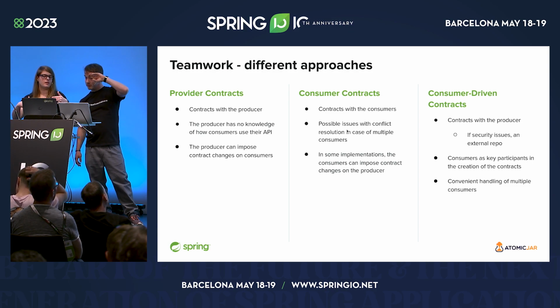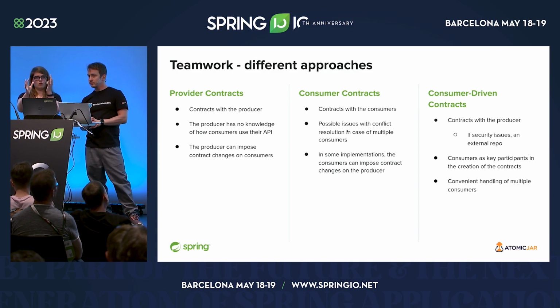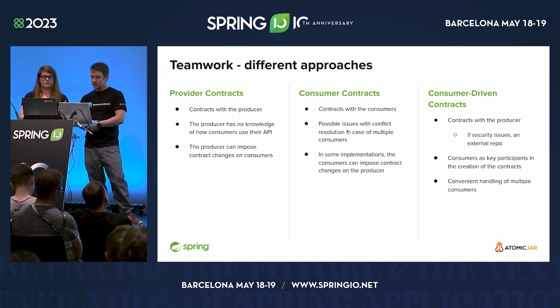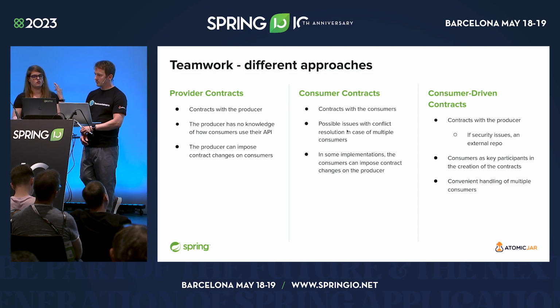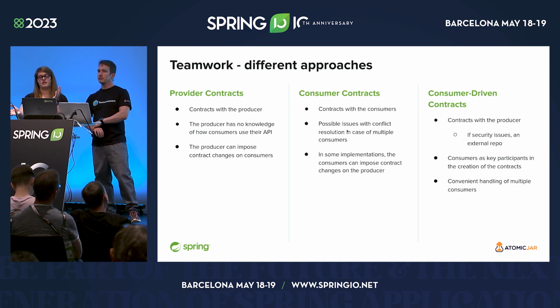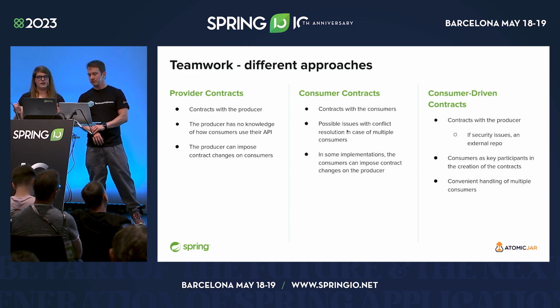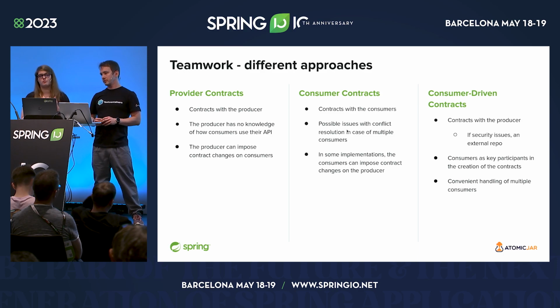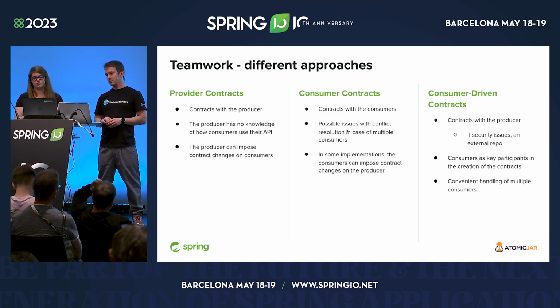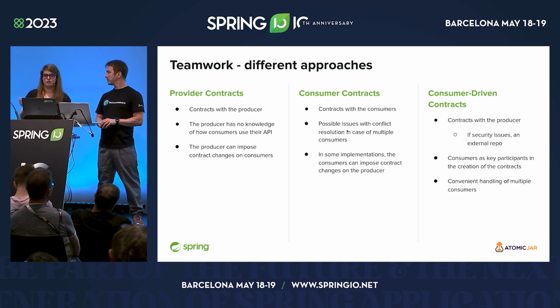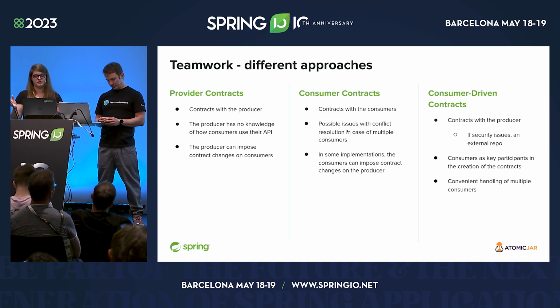So actually, the code can look the same, but the way we work is different. So we can have consumer contracts where the contracts are kept with consumers. It can cause issues with conflict resolution when, for example, different consumers want different things in the contract changed. And for some implementations of contract testing, the consumers can impose contract changes and break the producer, which we may want, we may not want, I wouldn't want, it's up to you.